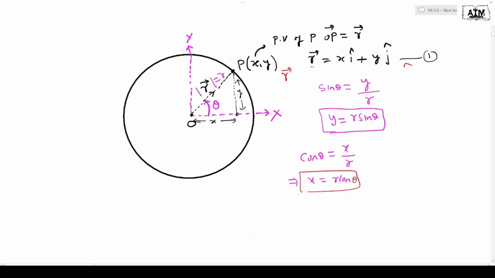We have vector R equals x into i cap plus y into j cap. Therefore, for vector R, what is the x value? x is nothing but R cos theta. So vector R equals R cos theta into i cap plus y. What is the y? y is R sin theta, R sin theta into j cap. So we got the expression for the position vector of point P, that is vector R equals R cos theta into i cap plus R sin theta j cap.